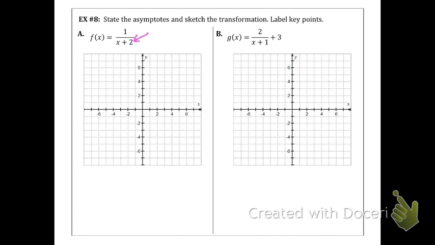This plus 2 right there is inside with the x, so that's our h value. Since it's a plus 2, we're going to go to the left 2. My vertical asymptote, I'm just going to sketch this in, was at x equals 0. But going to the left 2 moves it over to x equals negative 2. So it's going to affect anything with an x value. My horizontal asymptote was at y equals 0, and moving left isn't going to change that.